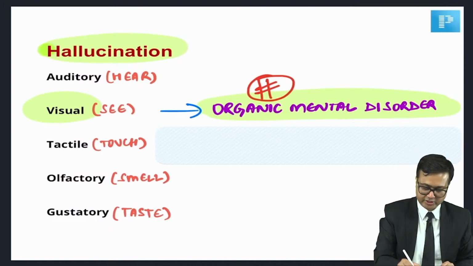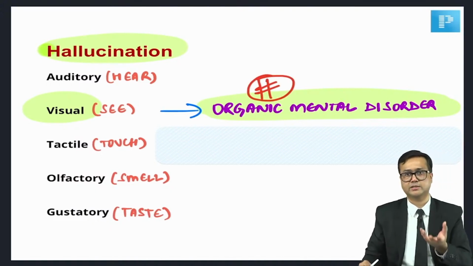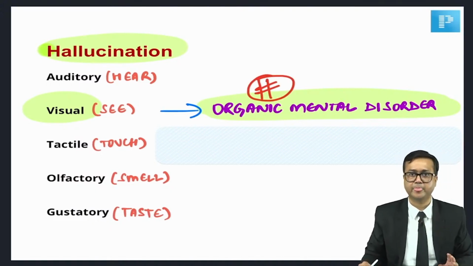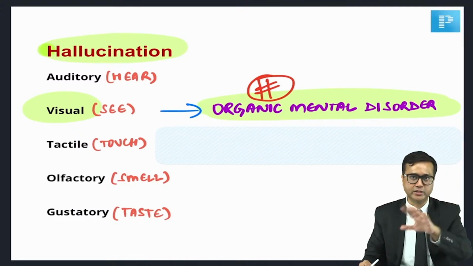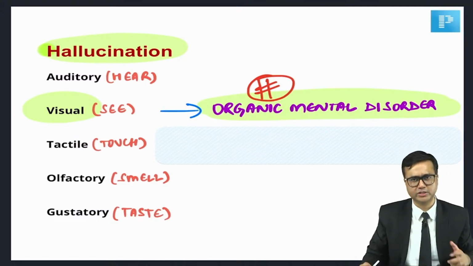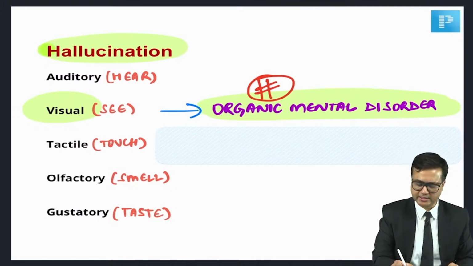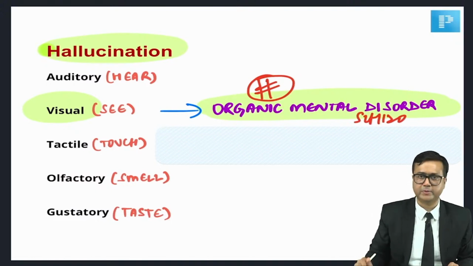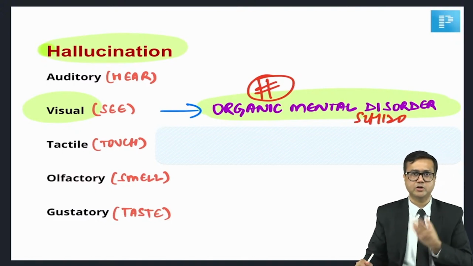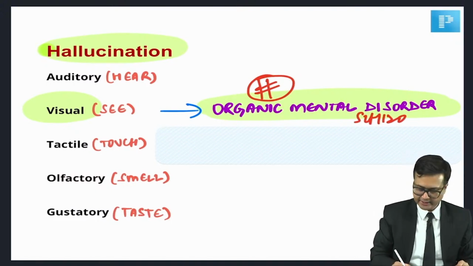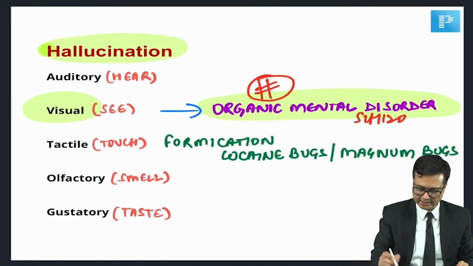I'll discuss one question. Many a time they twist this point and ask you a question. So if visual hallucination is given, try to see if they're talking about any organic condition. Of course, visual can also be seen in conditions such as schizophrenia. But please remember, try to see if they're talking about any organic disorder. I hope this is clear. Tactile, yes, touch. Here it is also known as formication.